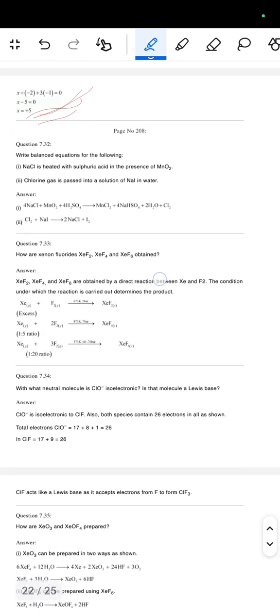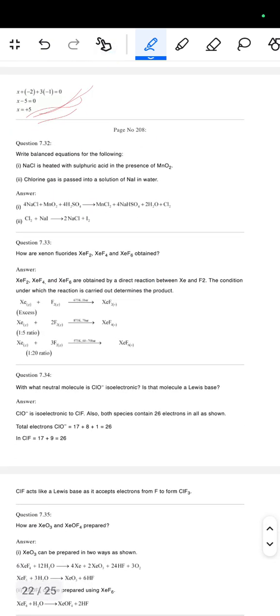Next, write the balanced equation for the following. Initially heated with sulfuric acid in the presence of MnO2. Cooling gas is passed into the solution of NaI in water. So 4NaCl + MnO2 + 4H2SO4 gives MnCl2 + 4NaHSO4 + 2H2O + Cl2, this is the balanced reaction. And Cl2 + 2NaI gives 2NaCl + I2.